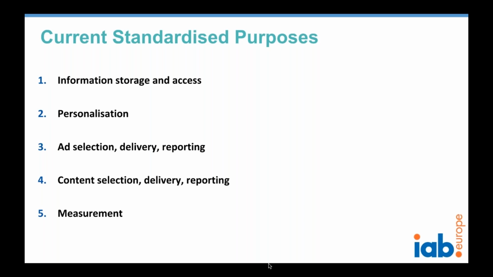Third, ad selection, delivery, and reporting is basic ad selection, delivery, and reporting, and then the use of profiles that have already been created. As many of us in the industry think about this, it's just pure cookie matching and allowing advertisers and data providers to bring data that they have already collected with appropriate notice, transparency, and choice. 4 is content selection, delivery, and reporting. This is more about dynamic content as opposed to dynamic ads. And then 5 is measurement.